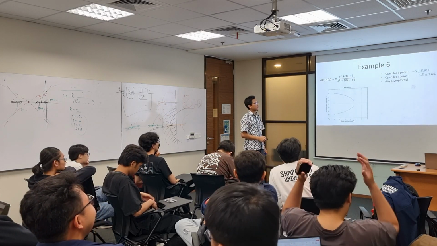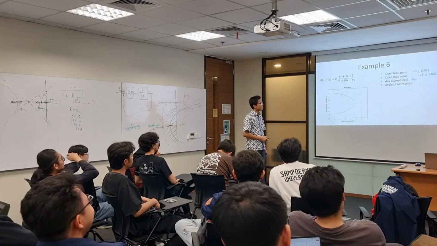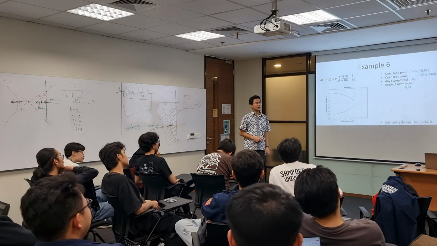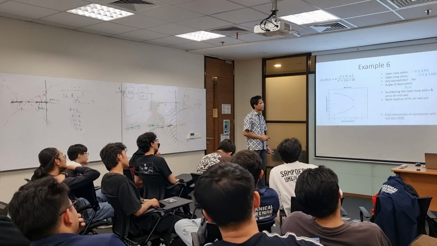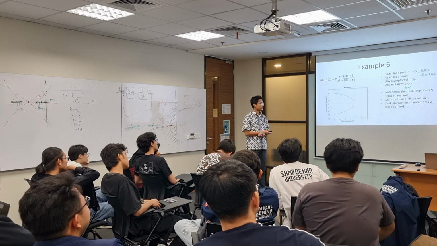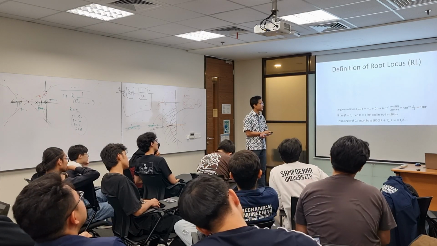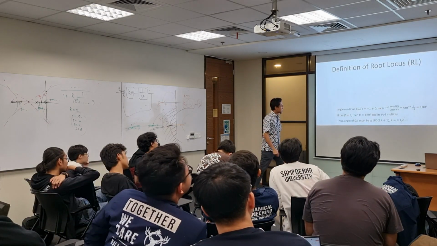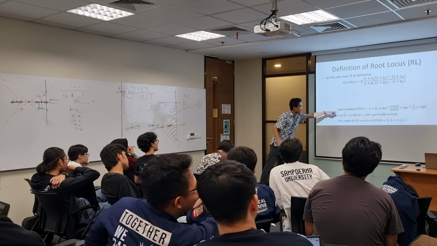Angle of asymptote, none of them. We don't have to number. There are no real axis poles and zeros. Okay, so I have several items in here.